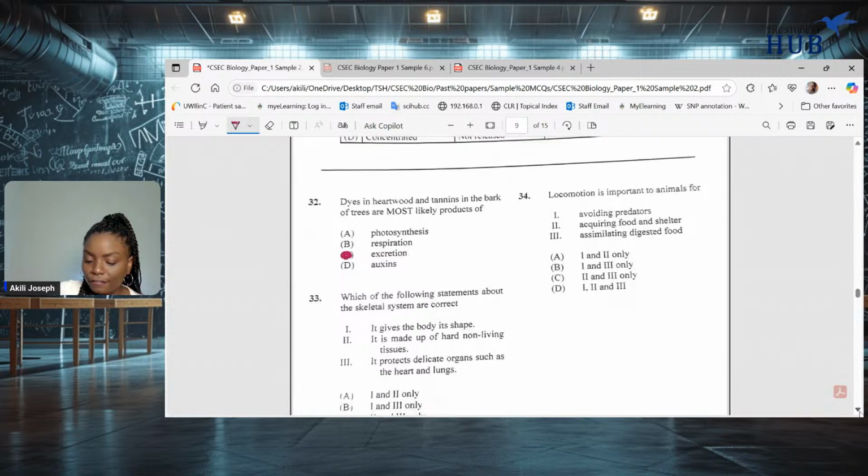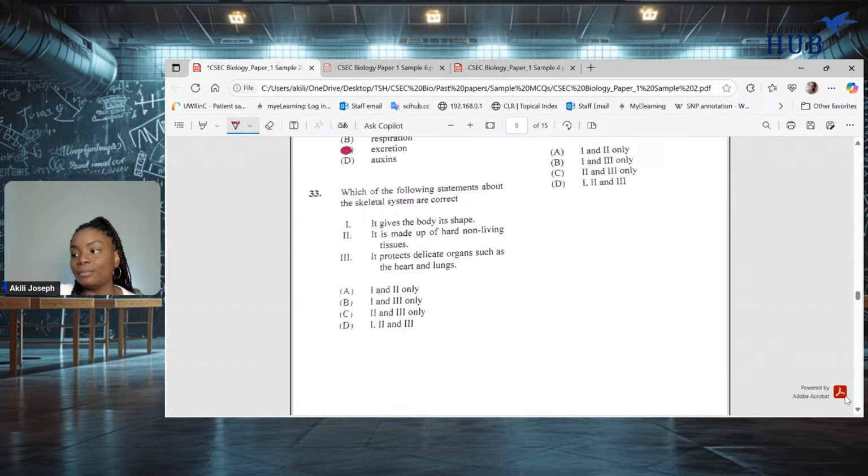33, which of the following statements about the skeletal system are correct? It gives the body shape. It is made up of hard, non-living tissues, or it protects delicate organs such as the heart and the lungs.